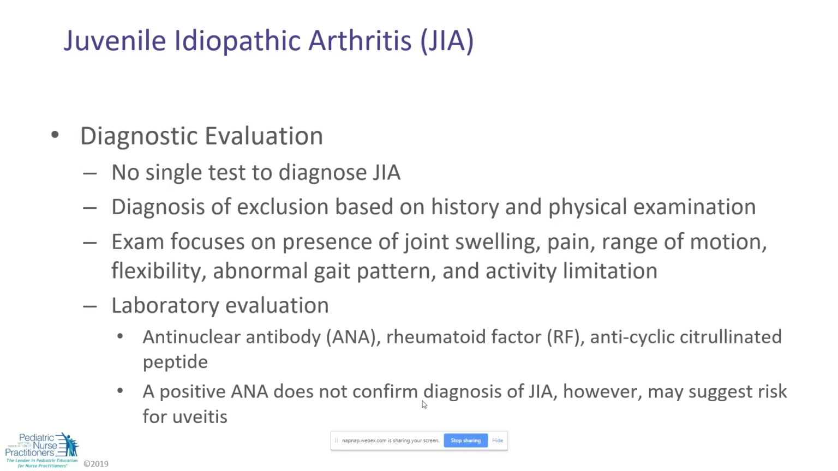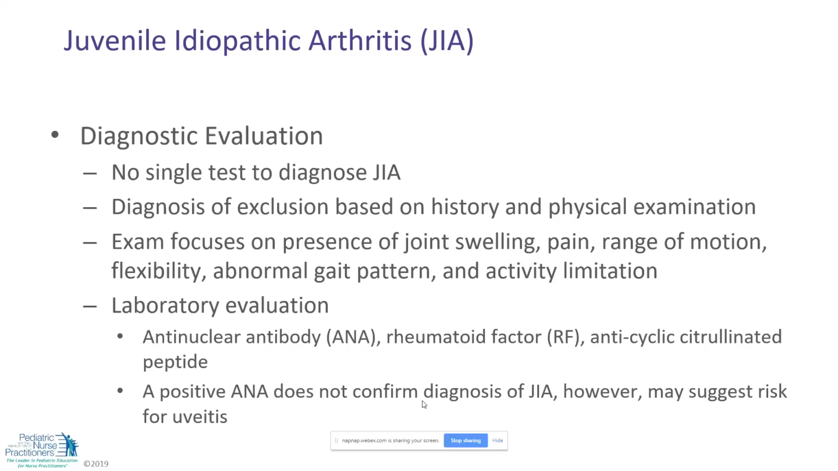From a laboratory perspective, usually labs will be unremarkable. You can certainly obtain an ANA, a rheumatoid factor, and an anti-cyclic citrullinated peptide. Remember that if your ANA is positive, it doesn't actually confirm the diagnosis of JIA, but it does help you understand the risk for uveitis.